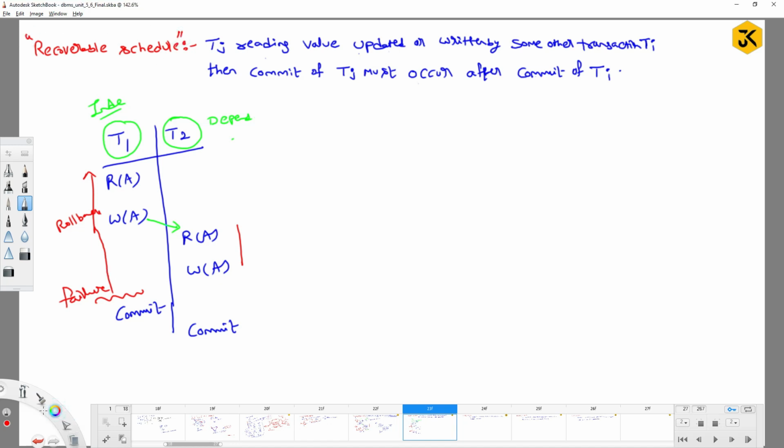If you observe the definition, Tj is reading or writing a value updated by some other transaction Ti. Meaning that if I assume this is Ti and this is Tj, Tj is reading or writing a value which is updated by some other transaction called Ti, then the commit of Tj must occur after the commit of Ti only. This is what we call a recoverable schedule. You may get the question here, sir, can I write the commit here?